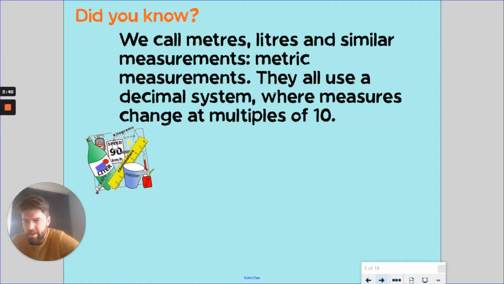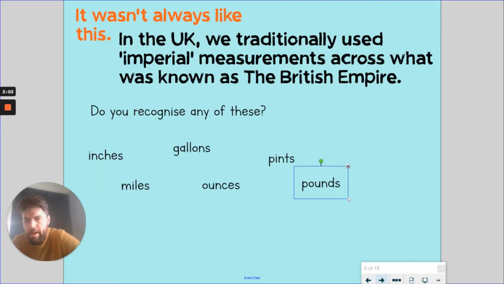We don't use it very often, but we can also measure in centilitres. A centilitre is 10 millilitres, and 10 is a multiple of 10. Centimetres and millimetres, the relationship between them, 10 millimetres makes up 1 centimetre, so that makes it a decimal equivalent, a metric measurement. But it wasn't always like this.